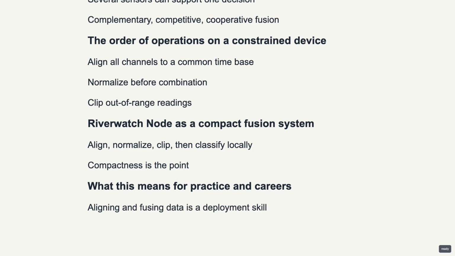Real systems fail at the seams. Timestamps drift, values go missing, units disagree, and noise leaks through. The engineer who can clean up those seams and produce stable inputs is often more useful than someone who only tunes a classifier after deployment.